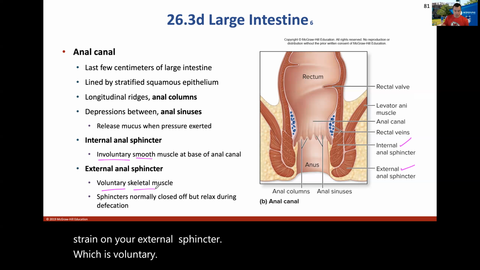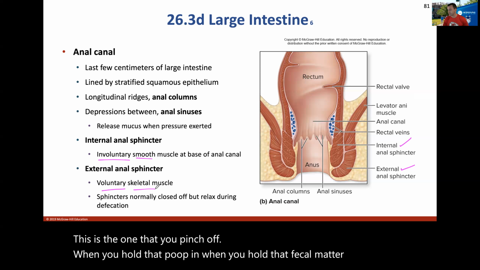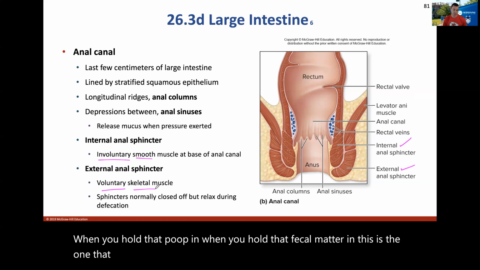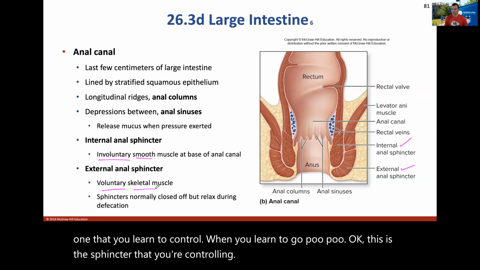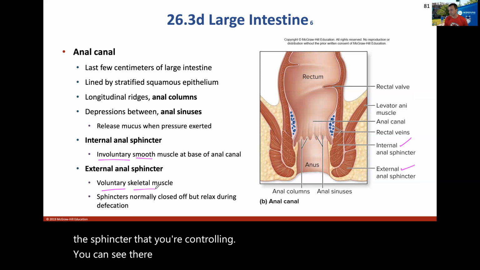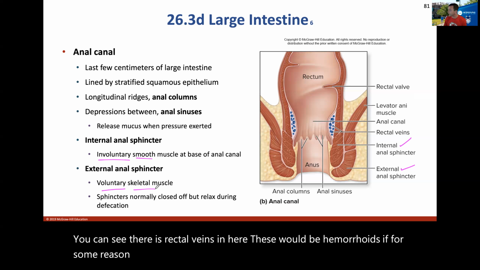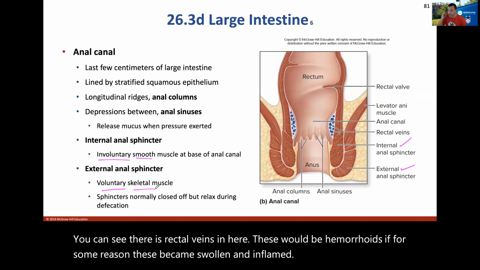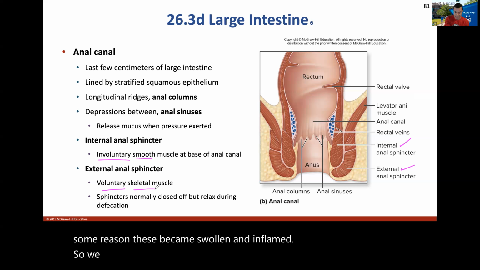This is the one that you pinch off when you hold that fecal matter in. This is the one that you learn to control when you learn to go potty. This is the sphincter that you're controlling. You can see there's rectal veins in here. These would be hemorrhoids if for some reason these became swollen and inflamed. So we have that as well for you.